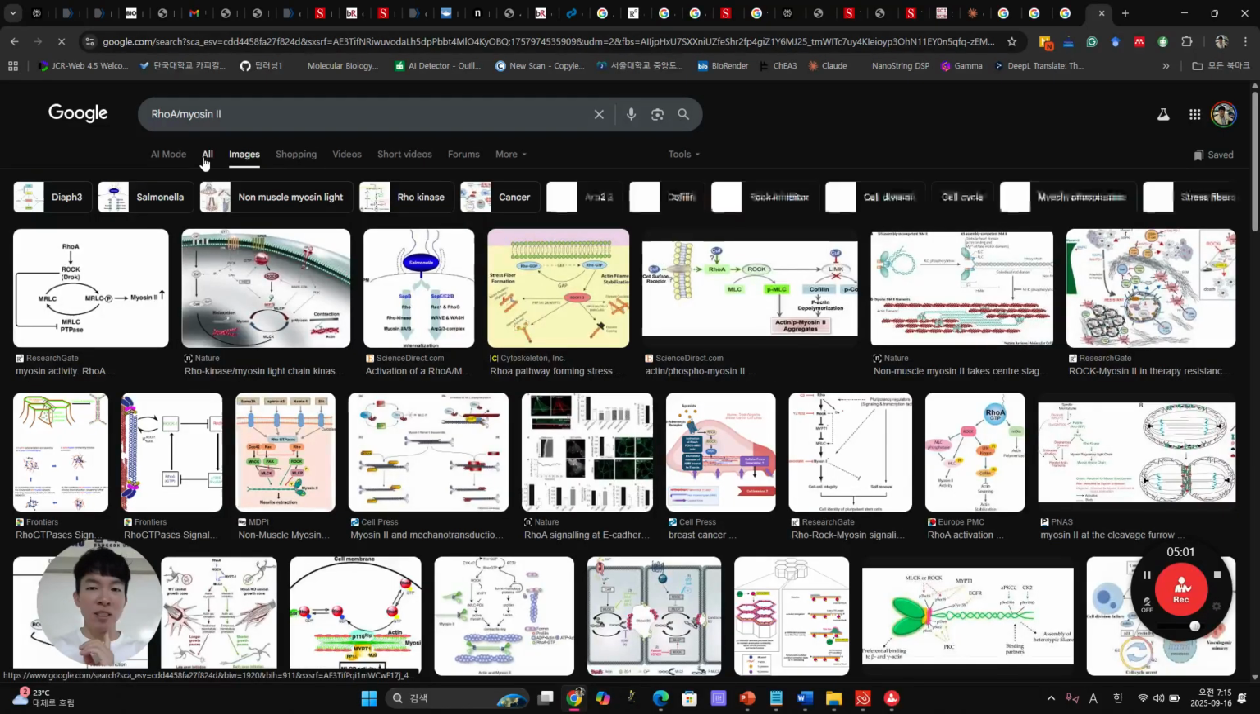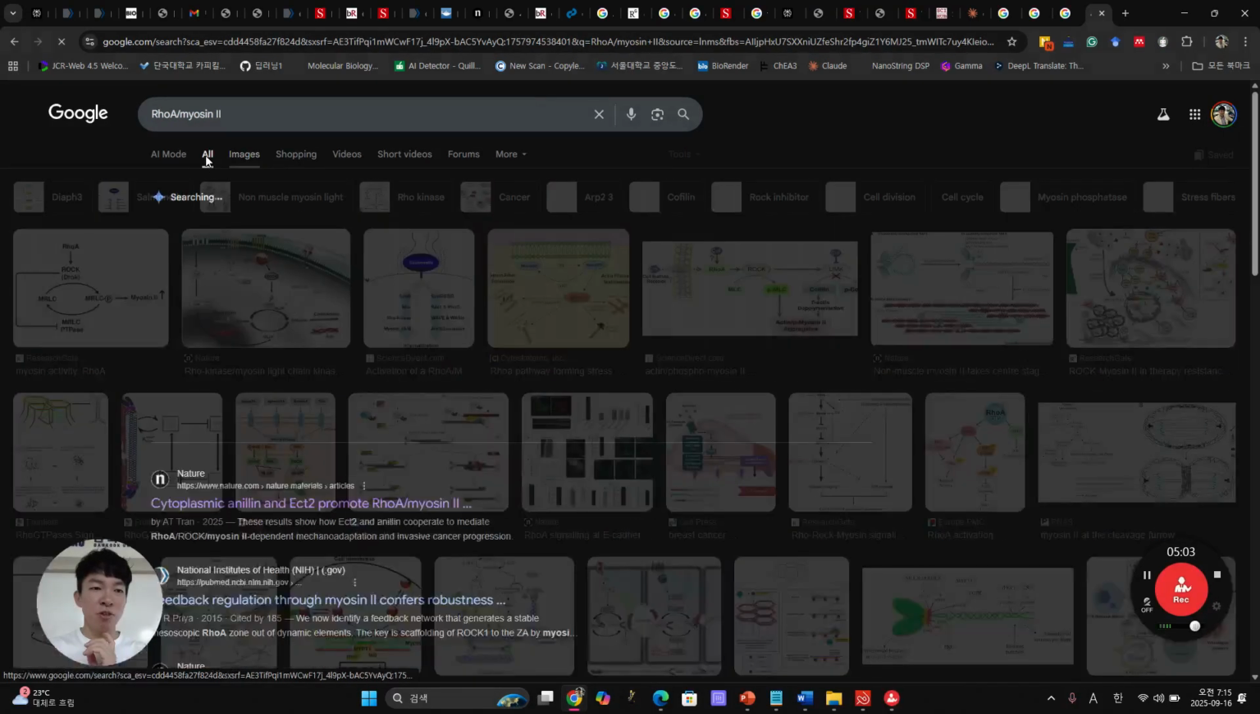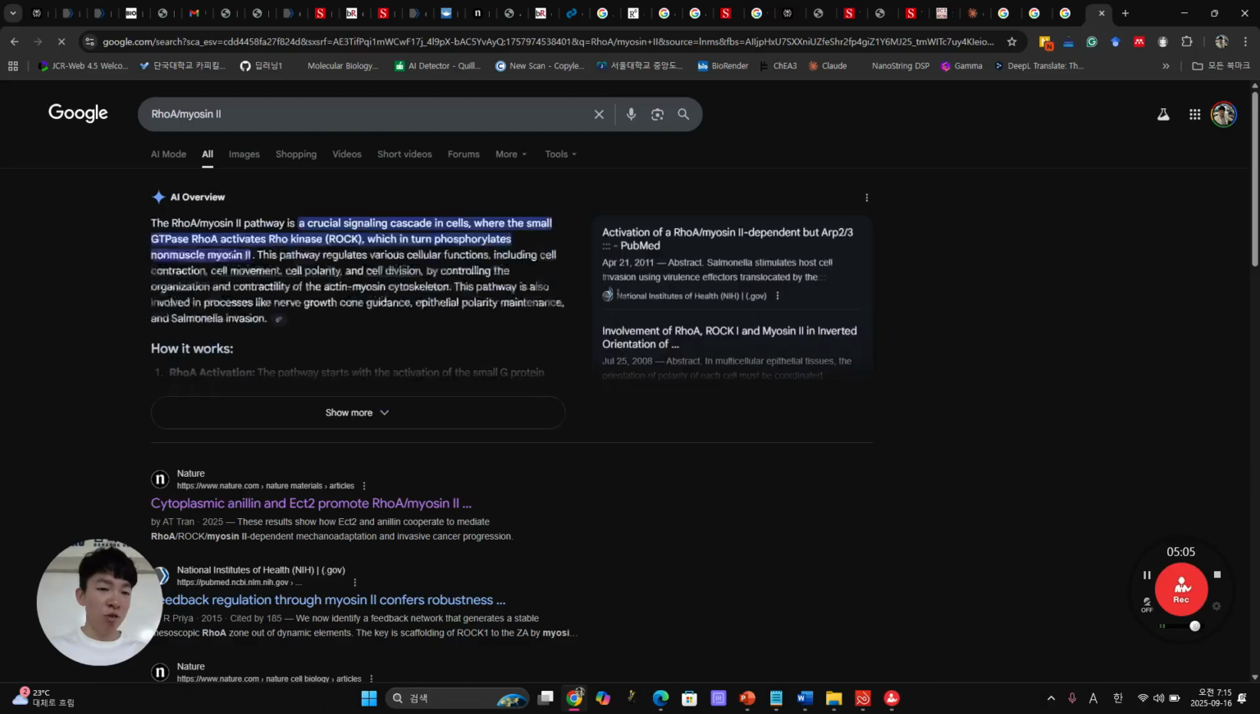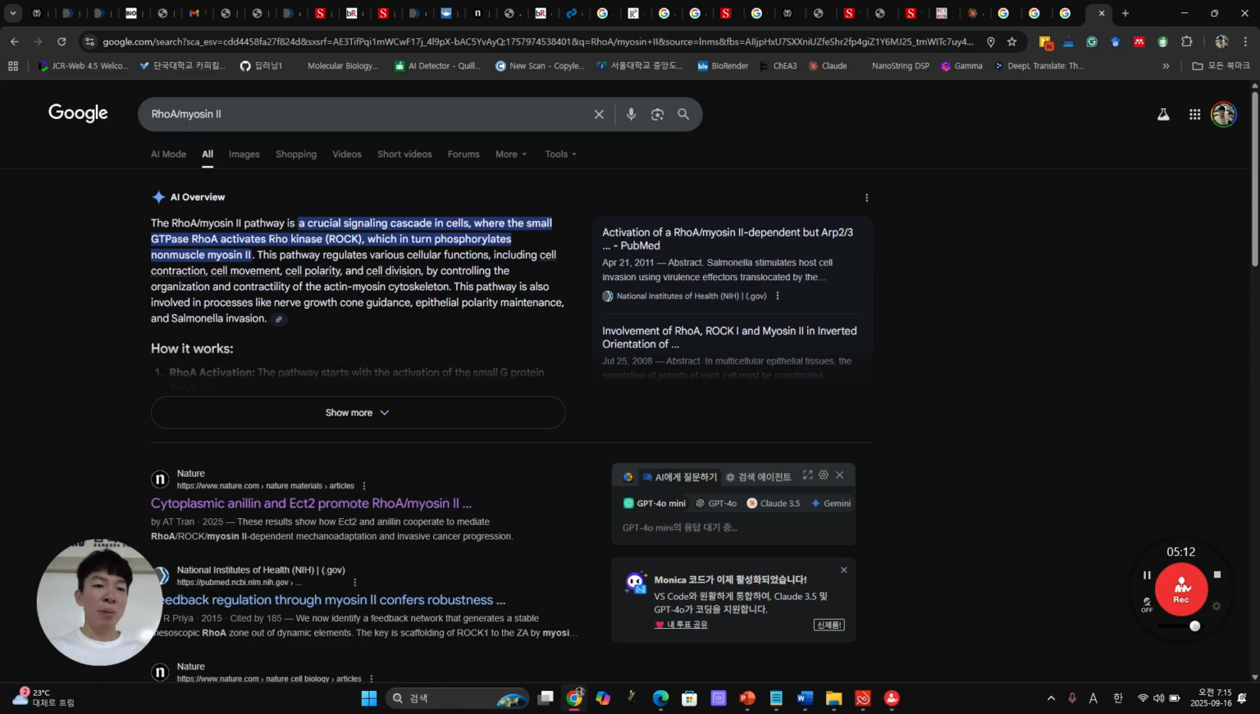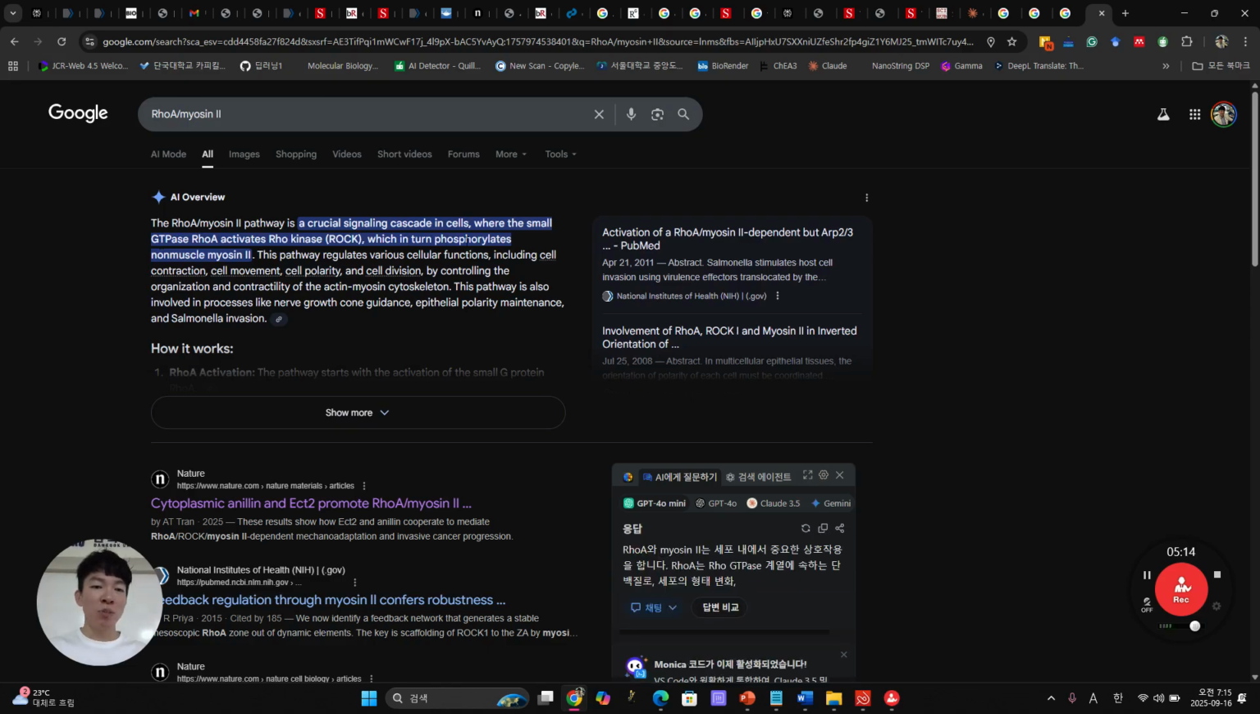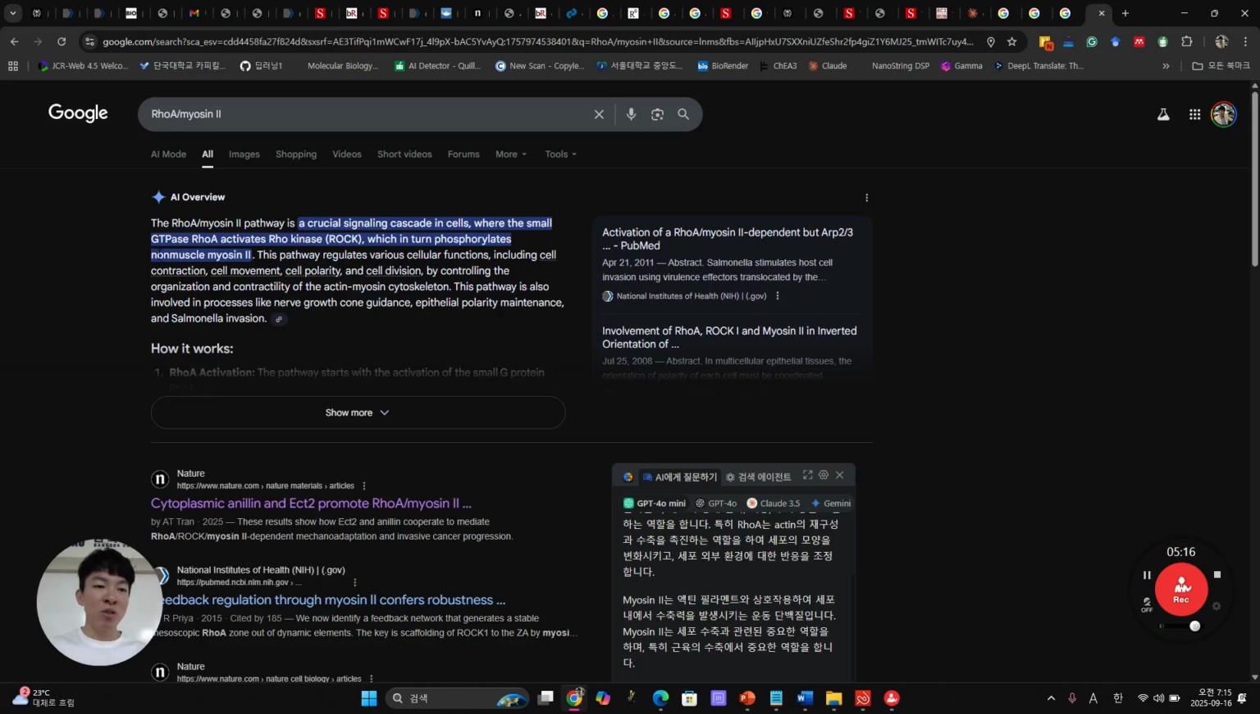Okay, here is the definition from the AI. Nowadays, Google shows that the Rho-myosin pathway is a crucial signaling cascade in cells, where the small GTPase Rho activates Rho kinase, which in turn phosphorylates myosin 2. It's very difficult. Anyhow, there is some cascade or pathway.